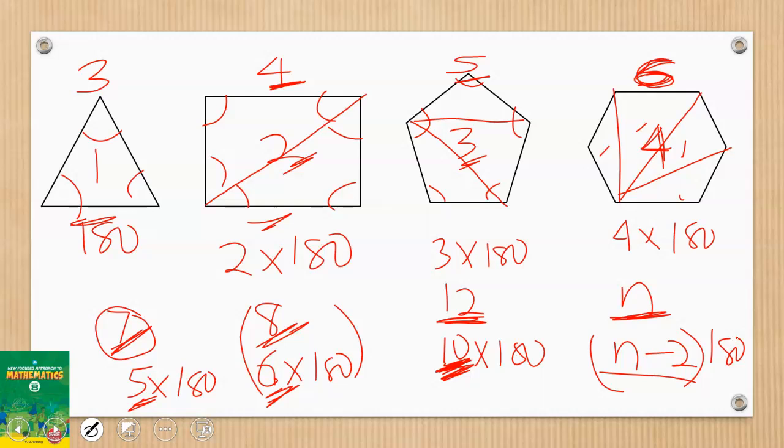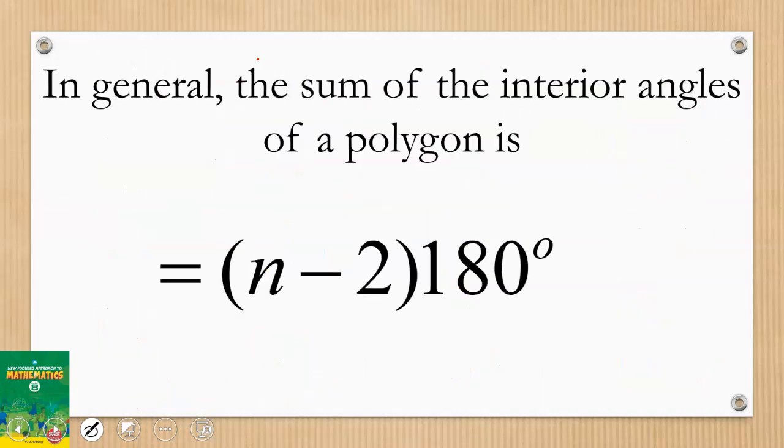Beautiful. So in conclusion, if you want to know the sum of the interior angles of, let's say, a 12-sided figure, I'm going to say 12 minus 2, all times 180. Is that correct? Good. Which means I'm going to get 10 times 180, which gives 1800. So in general, the sum of the interior angles of every polygon is given as n minus 2 times 180.